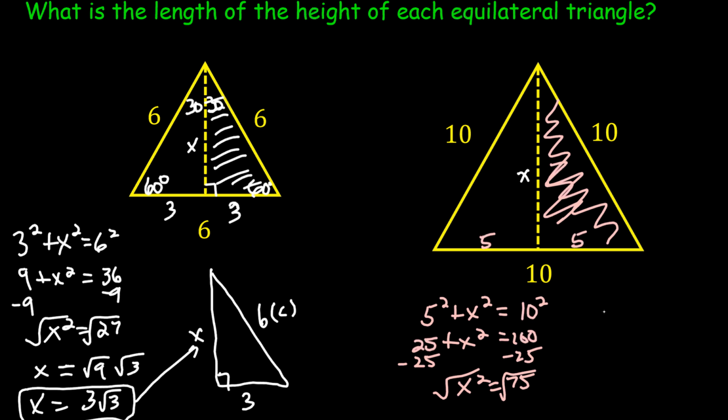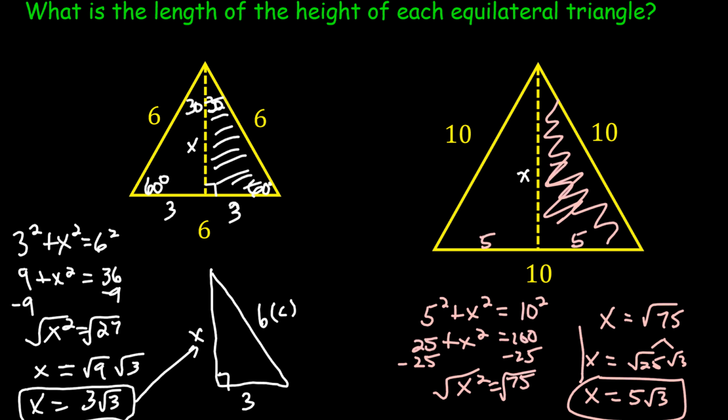And then when I square root it, I get x equals square root of 75, which is like 8 point something. But what we're going to do is we're going to break this down. So it'd be square root of 25 times square root of 3. So then we get 5 square root 3 for the height. All right, so the question is, what's the pattern here?